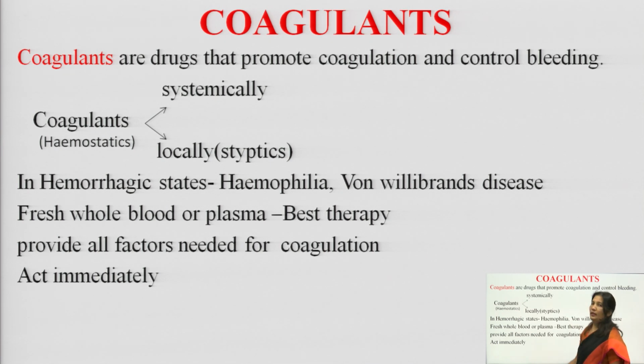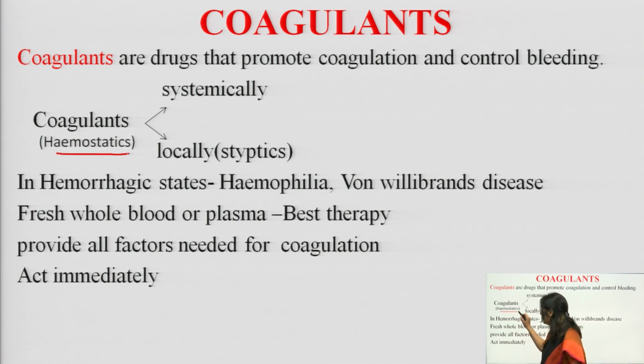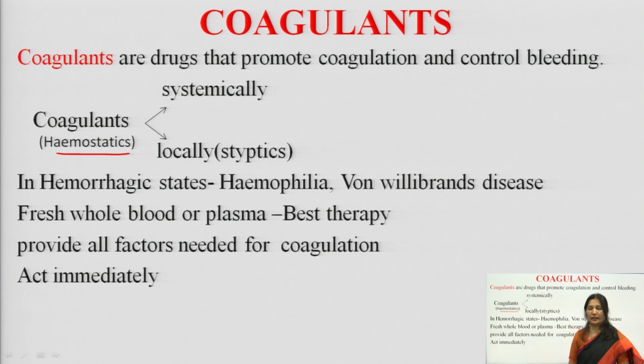So, what are coagulants? Coagulants are the drugs that promote coagulation and control bleeding. Coagulants are also known as hemostatics, because they stop bleeding. They can be used systemically or locally. Local coagulants are also known as styptics.